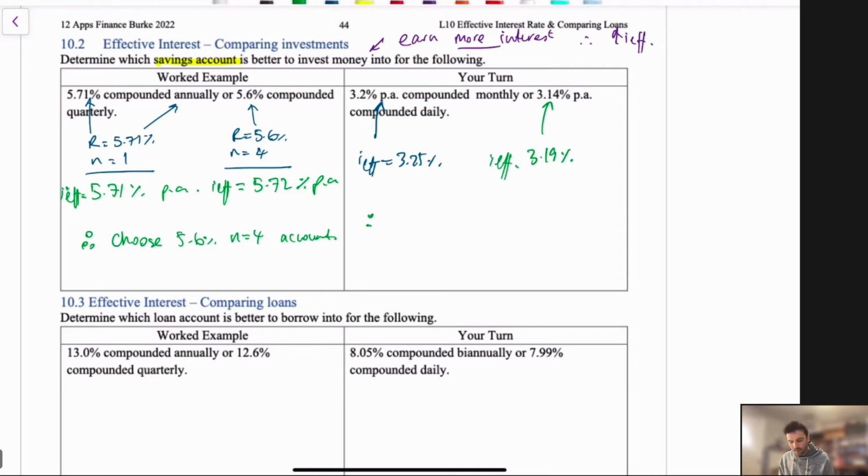So therefore, we would choose the 3.2% compounded monthly. I should write choose. Okay, there we go.